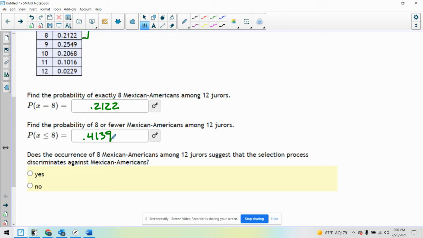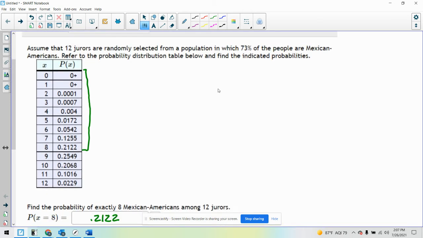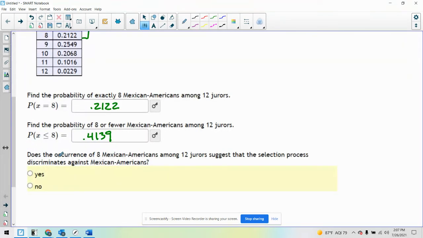So it says, does the occurrence of 8 Mexican Americans among 12 jurors suggest that the selection process discriminates against Mexican Americans? No, because it's almost 50%. It's pretty high, 41.39%. When you have a low probability, that's when you want to say yes, that there is discrimination. All right.